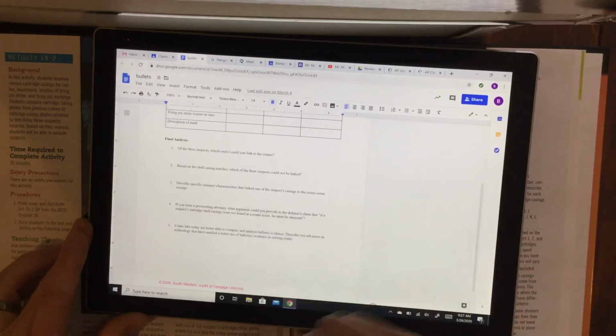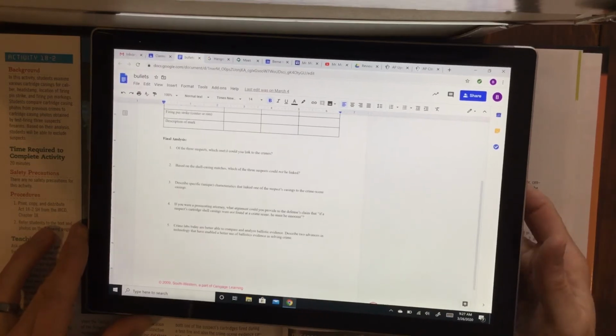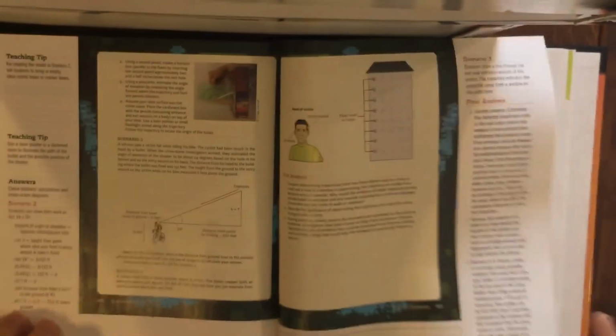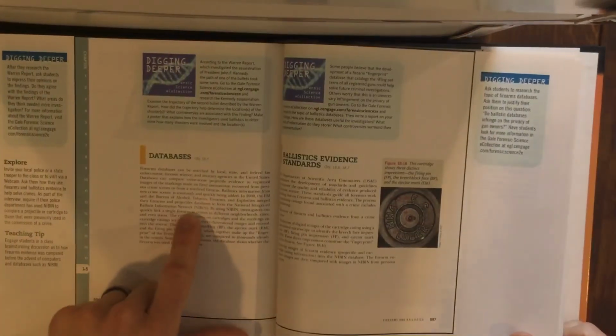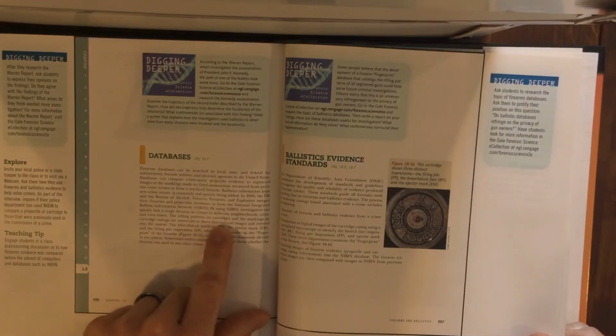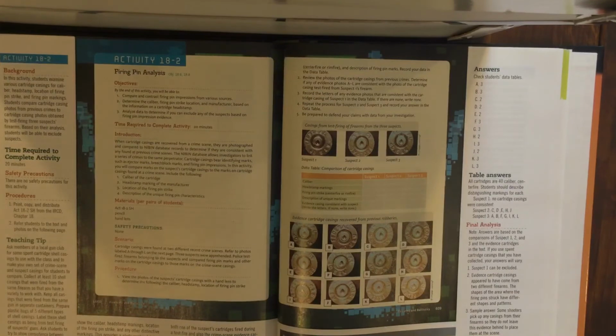So that's crazy. Crime labs today are better able to compare and analyze ballistic evidence. Describe 2 advances in technology that enabled better use of ballistics evidence in solving crime. You can go back in the book and it talks about the NIBIN, the National Integrated Ballistic Information Network, where they have rifling patterns and cartridge markings on casings converted to a 3-dimensional image, entered into a system. So that's a big one. There's also gas chromatographs and mass spectrometers used for gunpowder analysis. That's another one. That was the answer there.